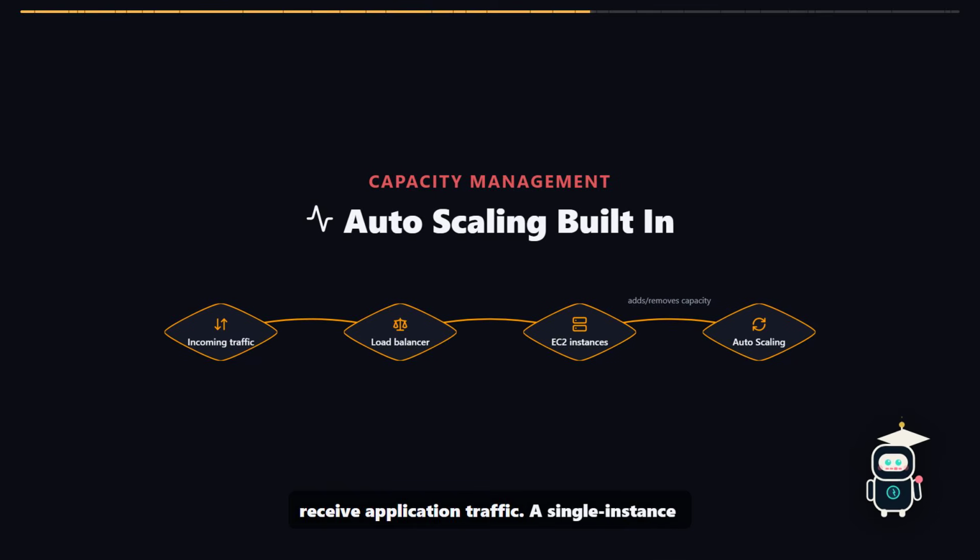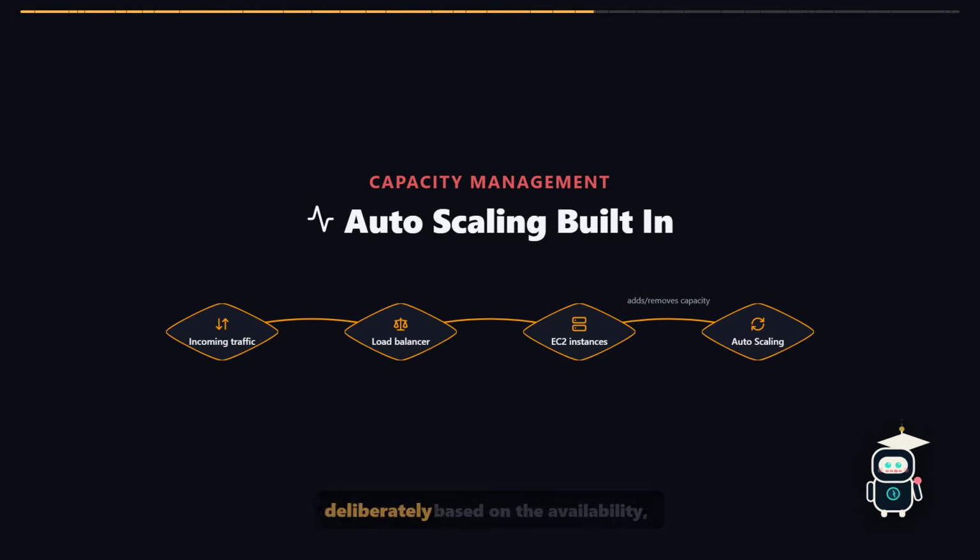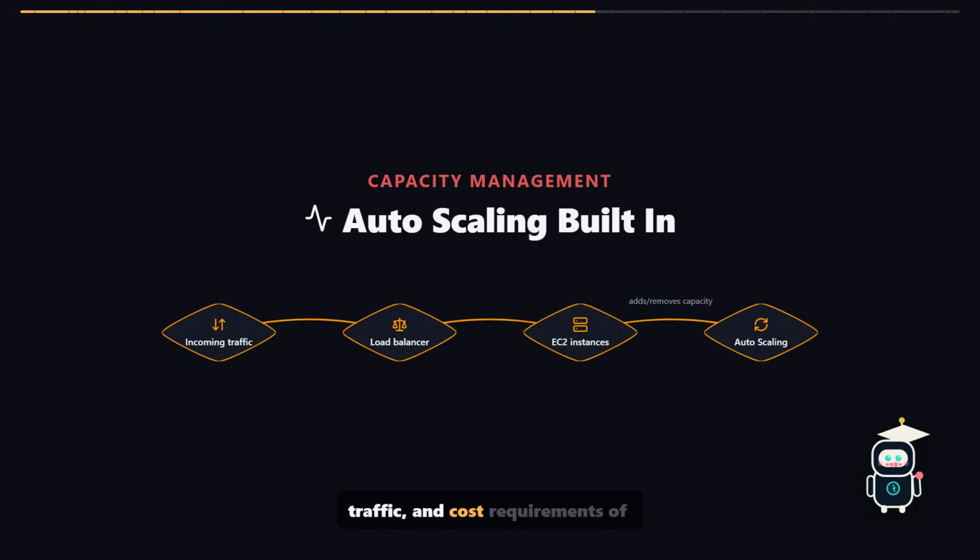A single instance environment is different. It has one EC2 instance and does not scale out for traffic spikes. Choose the environment type deliberately based on the availability, traffic, and cost requirements of the application.